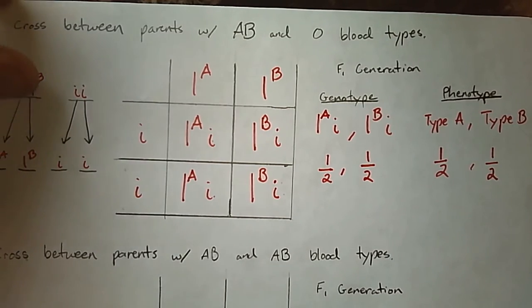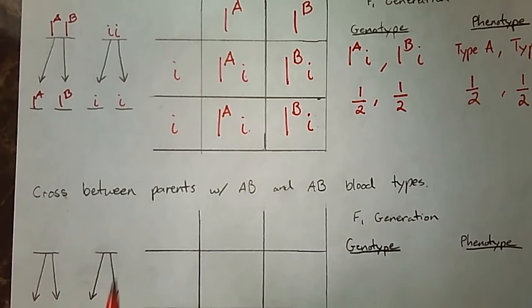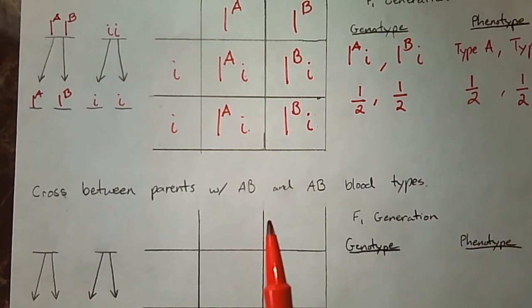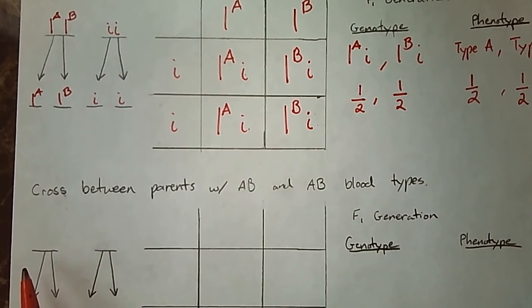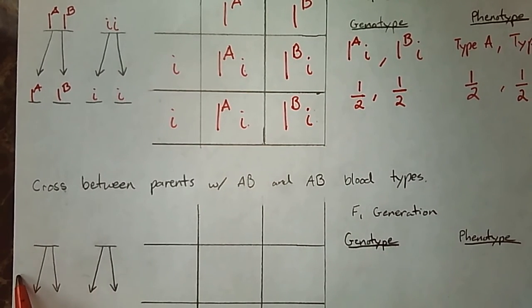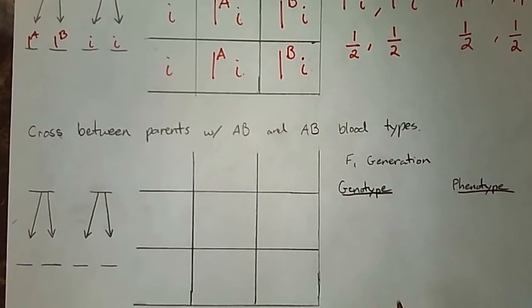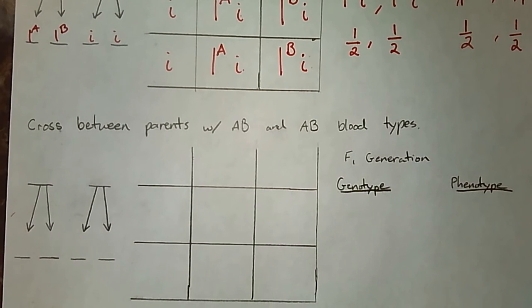All right, so I want you guys to try out a new example. It's going to be a cross between parents who both have type AB blood. So the first thing you need to do is just figure out what their genotypes are going to be. And then you're going to do your Punnett square and then figure out your genotype and phenotype ratios.